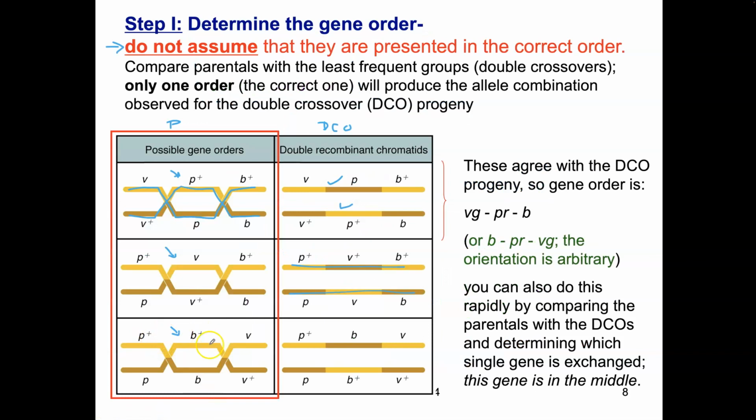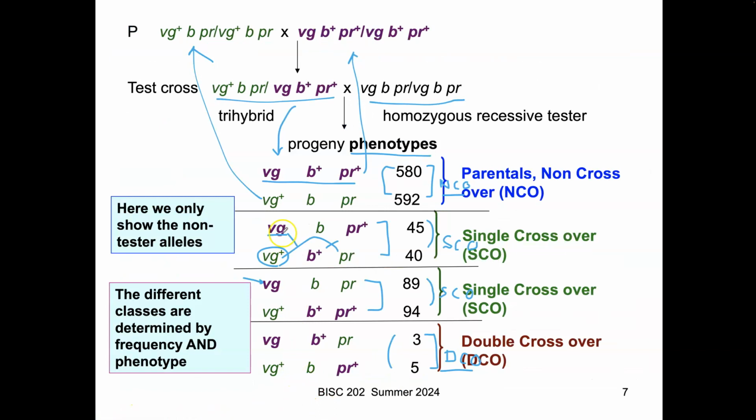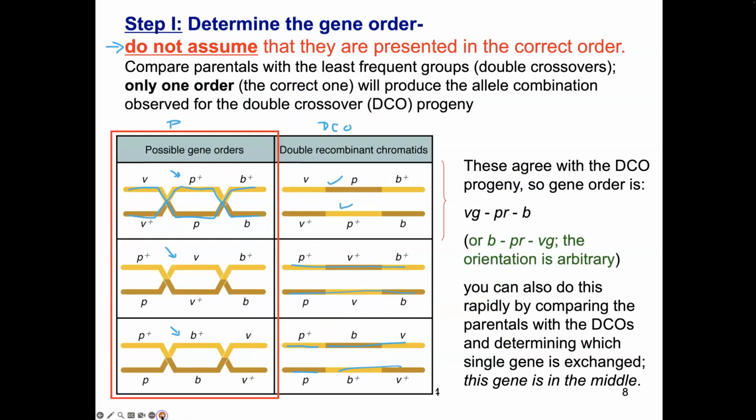And then for this one, we would have wild type for the purple, but mutant for the other two. And then mutant for the purple, but wild type for the other two. And again, if we go back, wild type for the purple, but mutant for the other two, that's a single crossover class. And mutant for the purple and wild type for the other two. So the one that agrees is this one. And so that means that, I think it's vestigial, right? Is it? No, it's purple. So purple must be in the middle.